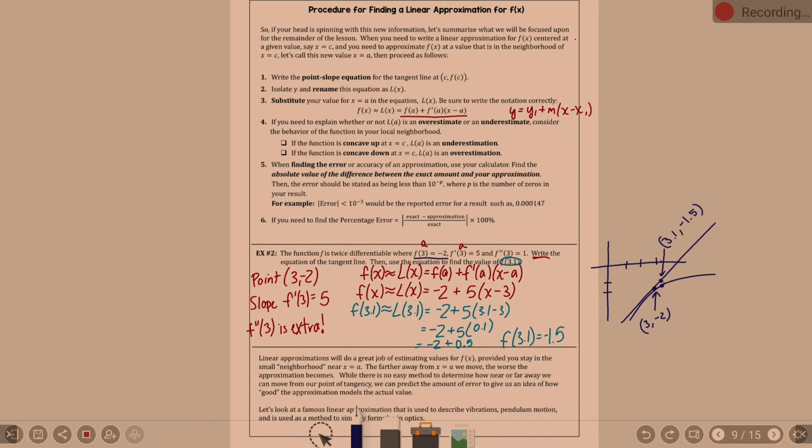So linear approximation, we're going to be using it to estimate values for f of x, provided you stay in a small neighborhood. Does this tangent line work the farther I get away from this point? No, because the farther we get away from the point, the curve's going a different direction. It works as long as you stay, as they say, in the neighborhood. The farther away we move, the worse the approximation becomes. And this is where we're going to talk about predicting error.